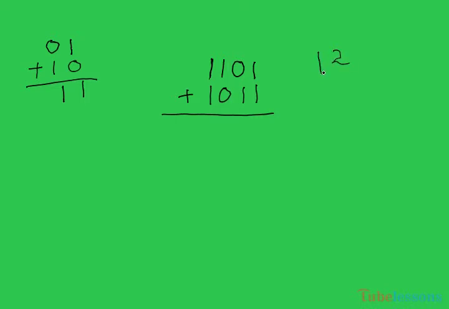So divide 2 by 2. 2 into 1 is 2. So quotient is 1 and remainder is 0. Divide 1 again by 2. So quotient is 0 and remainder is 1. Now decimal 2 means binary 10, bottom to top. Put 0 in this column and 1 will be carried forward to the next column.